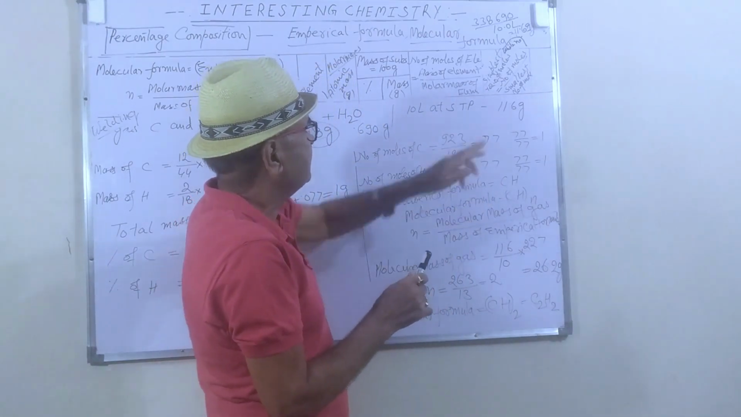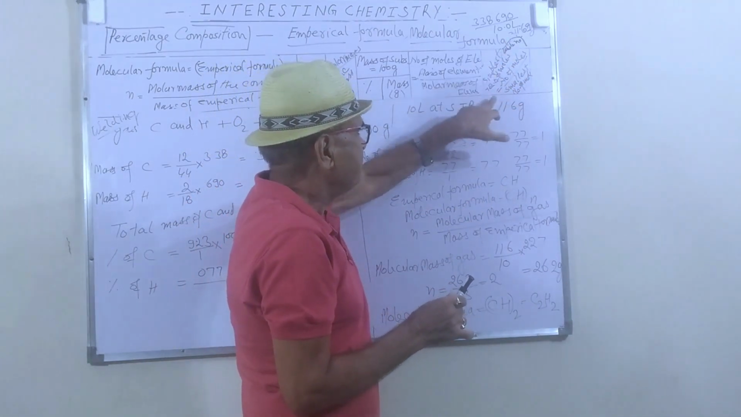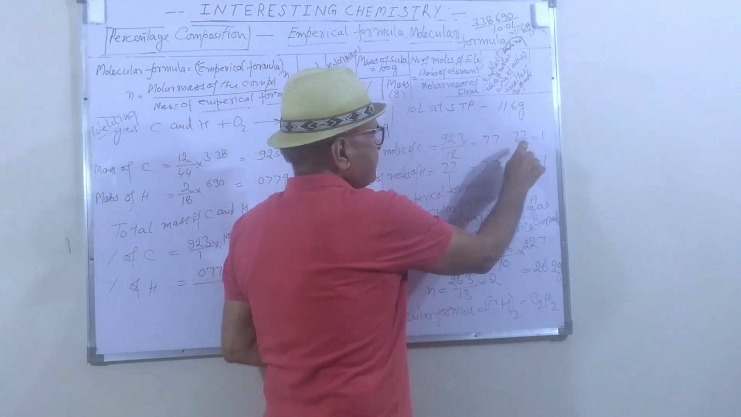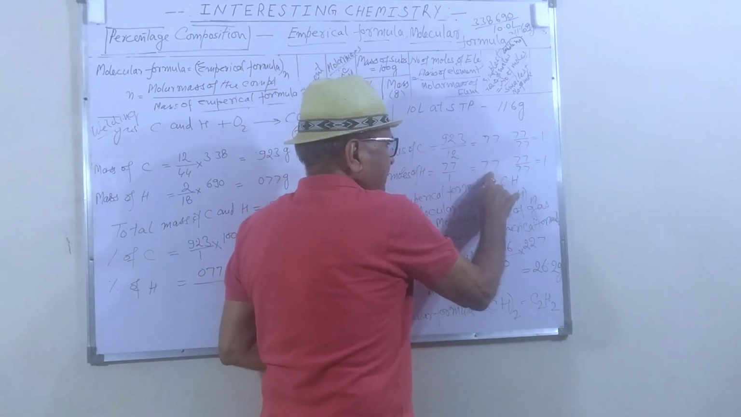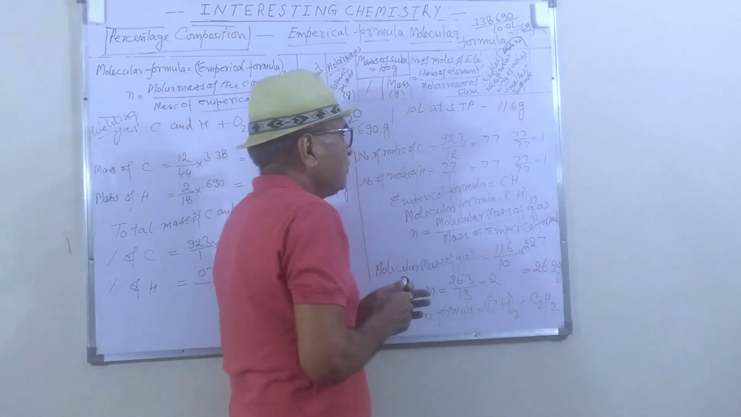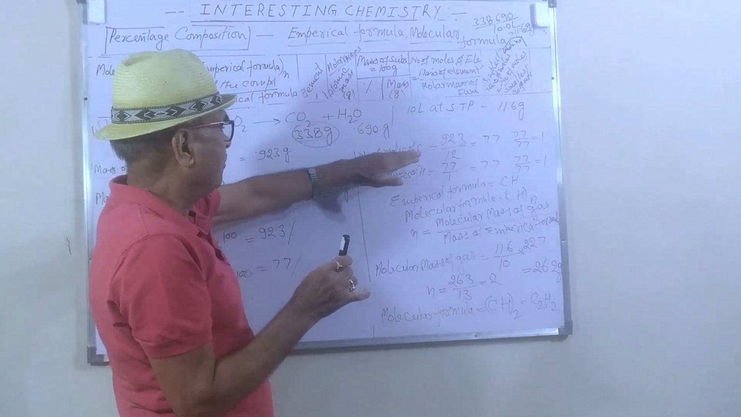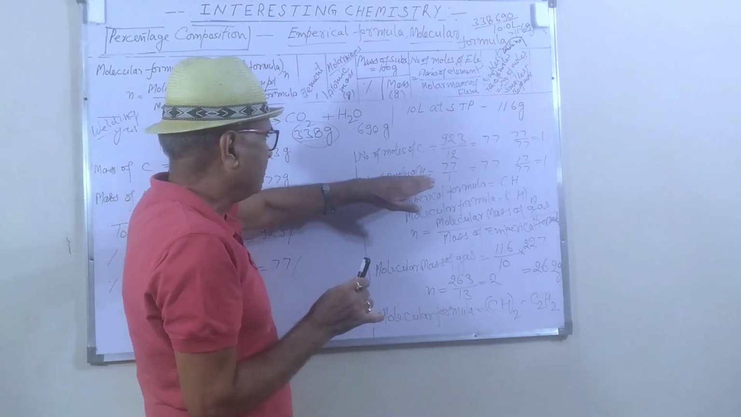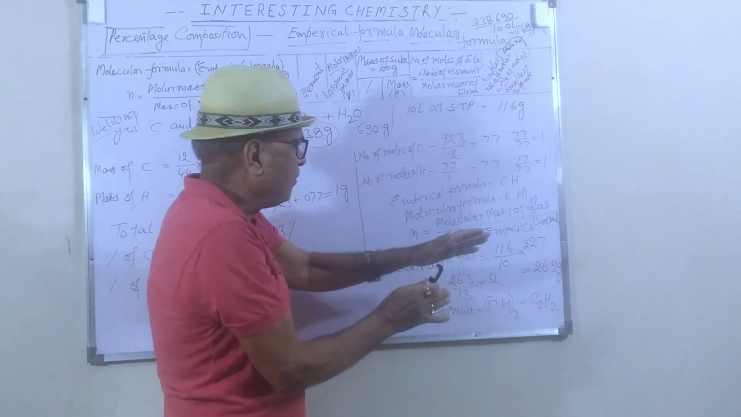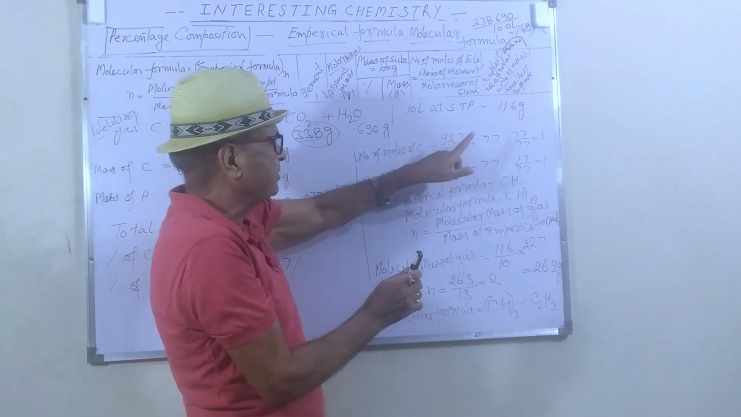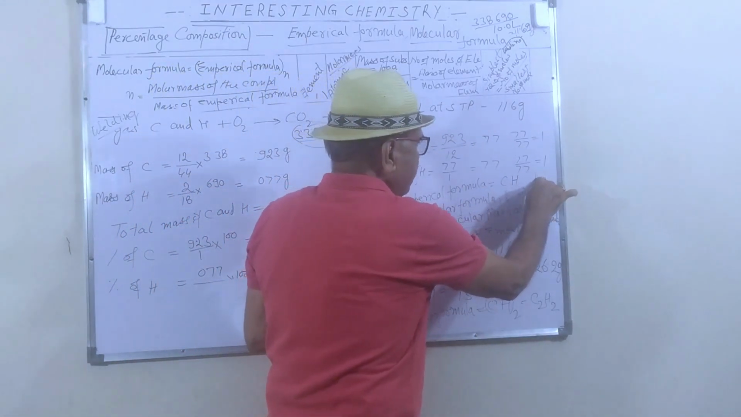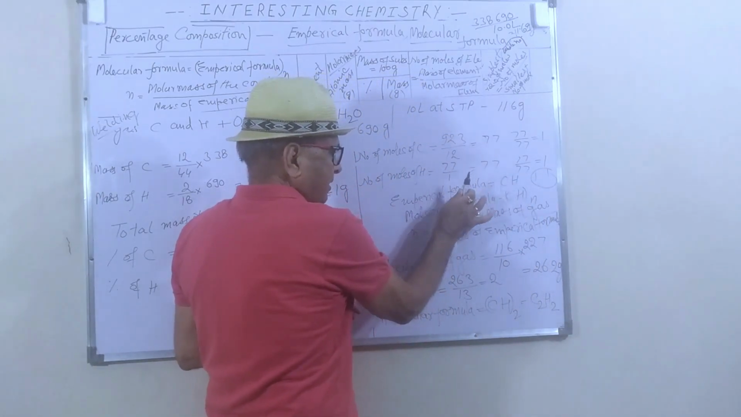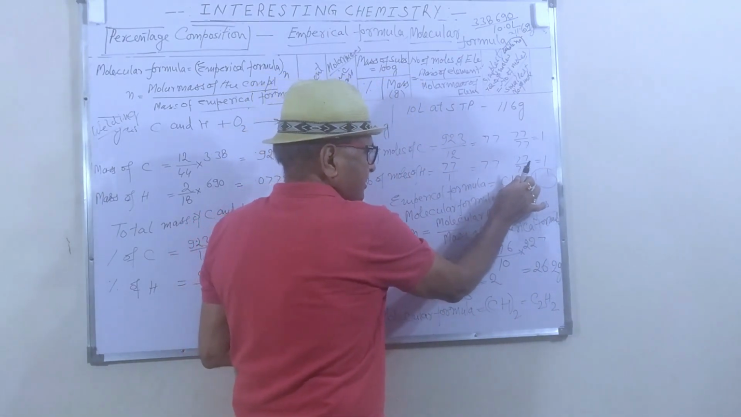To get the simplest ratio of the moles, you will divide both by 7.7, which is equal to 1. So the number of moles of carbon in that compound is 1 and the number of moles of hydrogen is 1. So the ratio of carbon and hydrogen is 1:1. So the empirical formula of that compound will be CH.